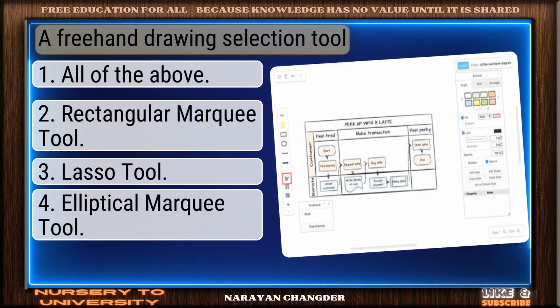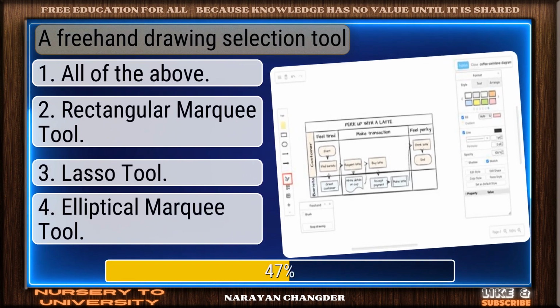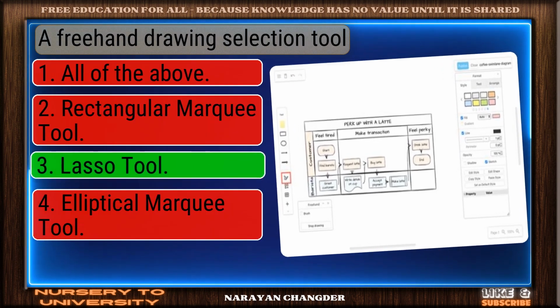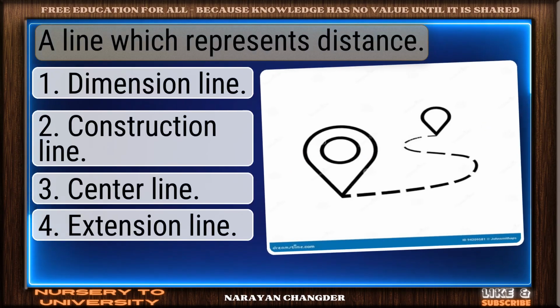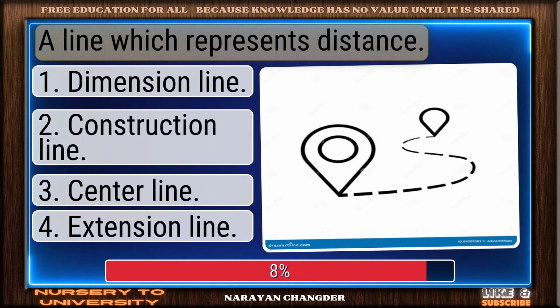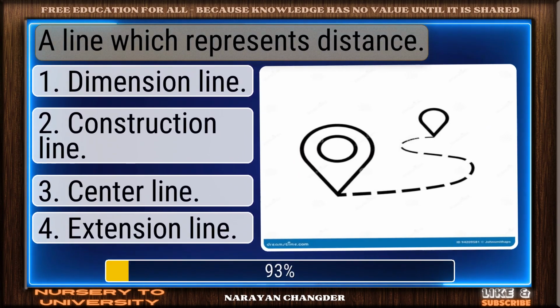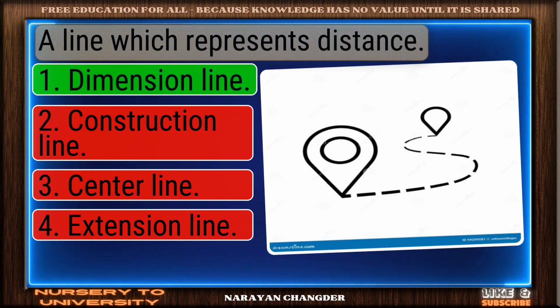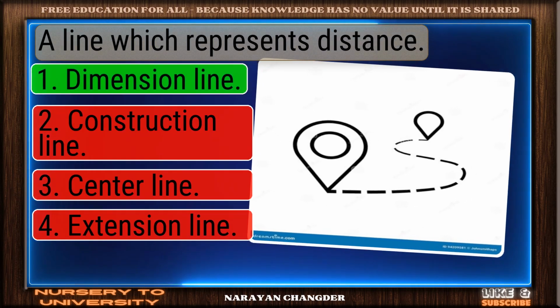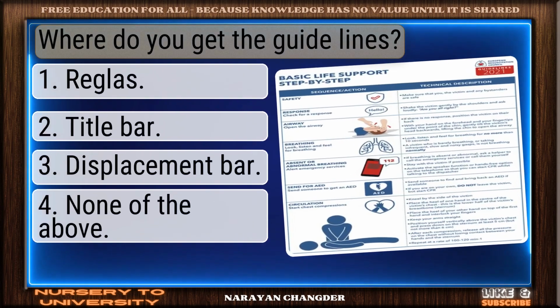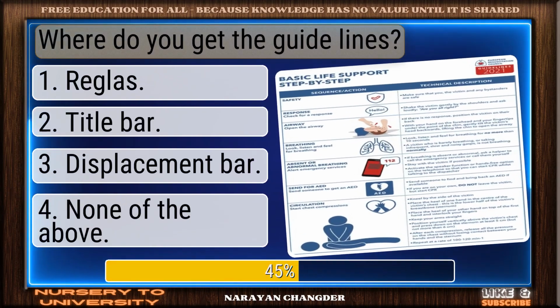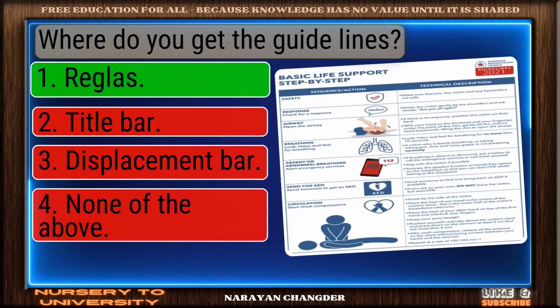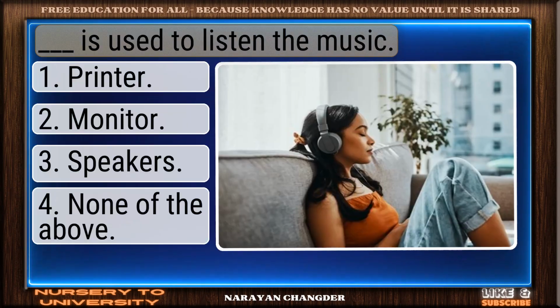A freehand drawing selection tool. You got it. Lasso tool fits. A line which represents distance. You're right. Dimension line is correct. Where do you get the guidelines? You got it. Rulers fits.